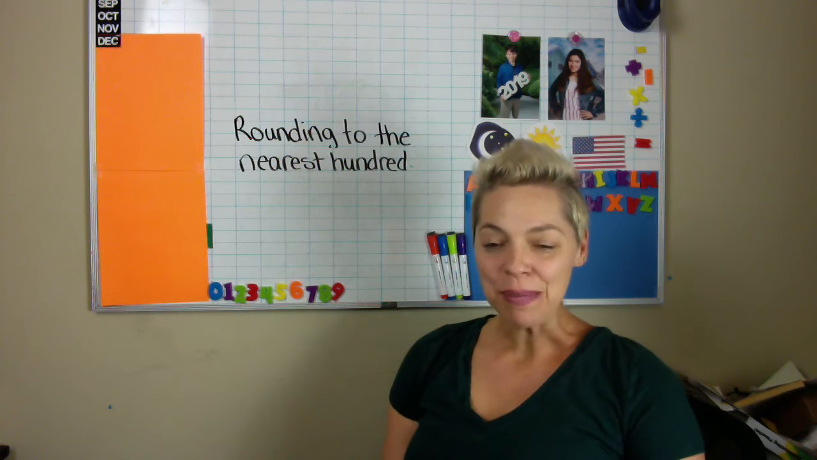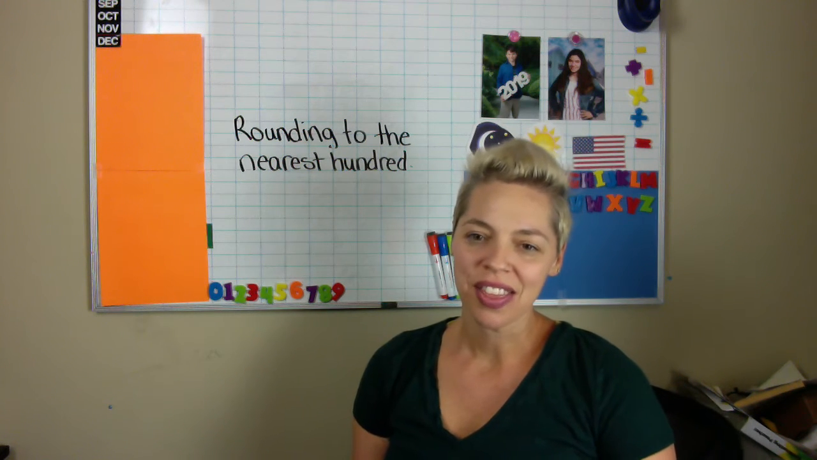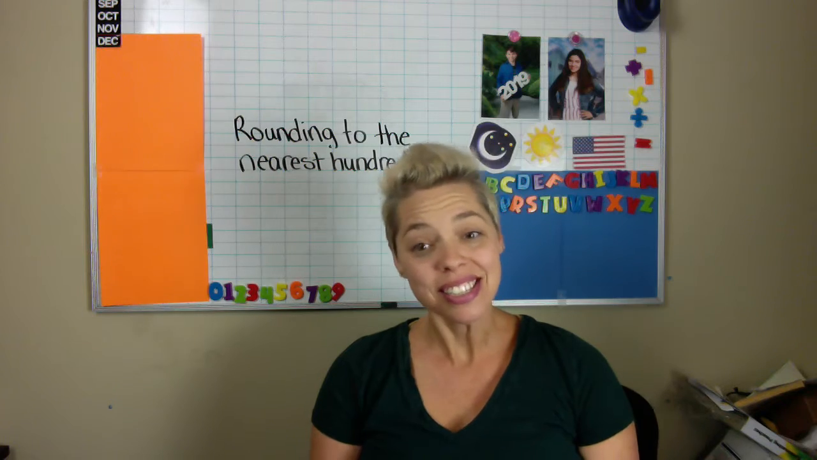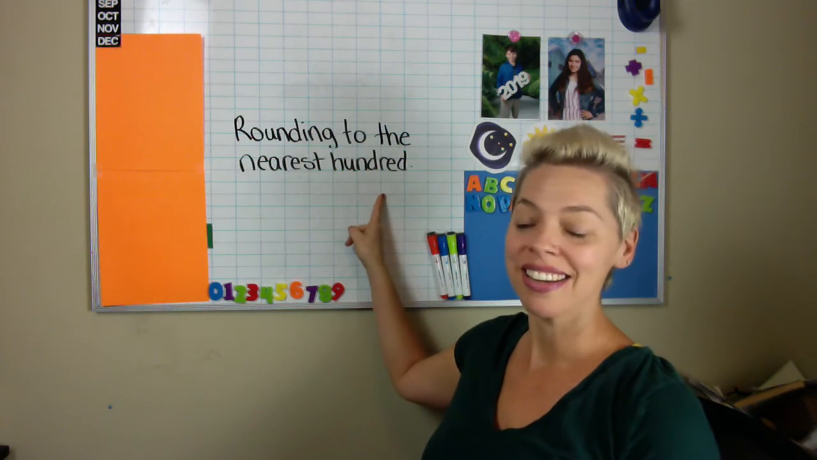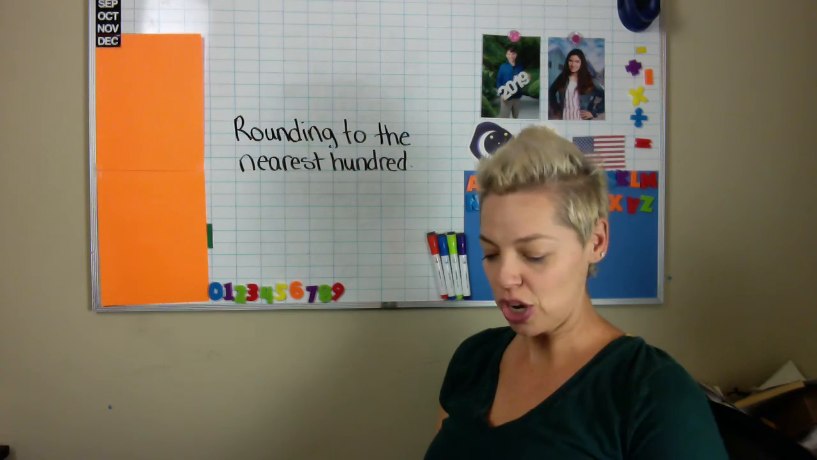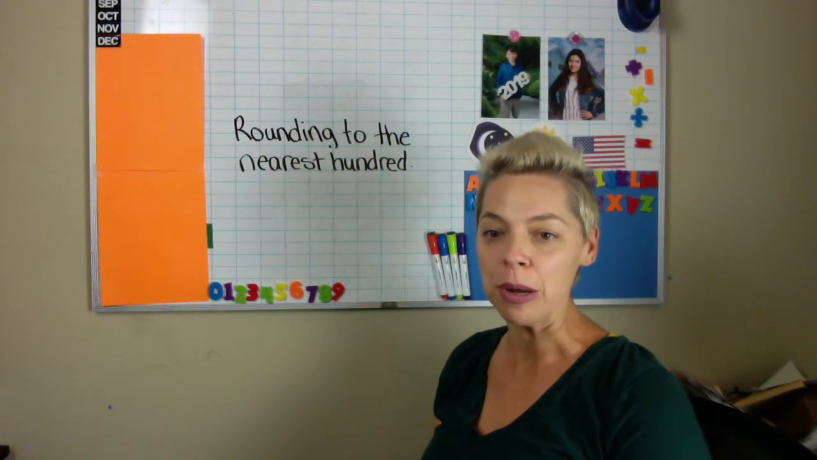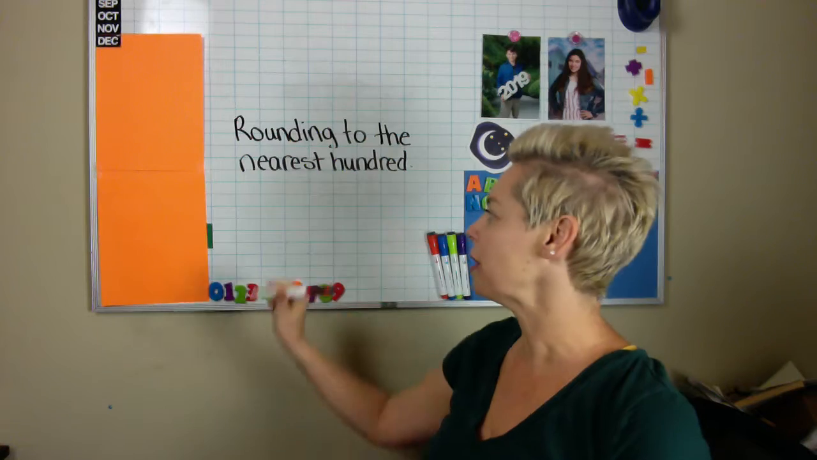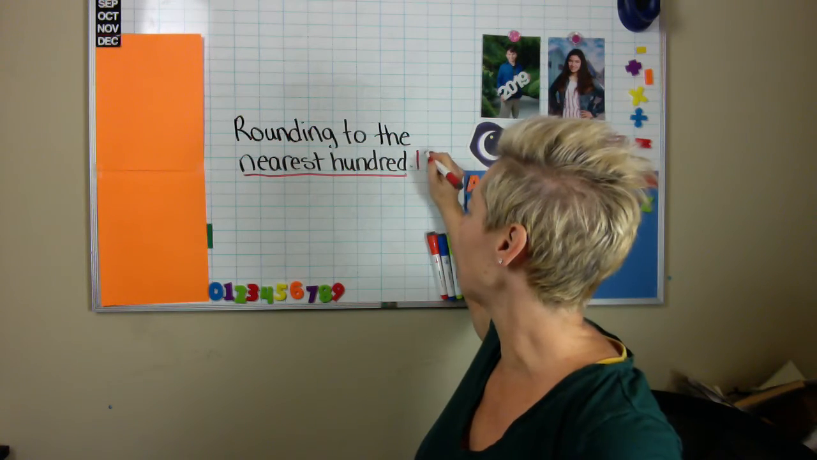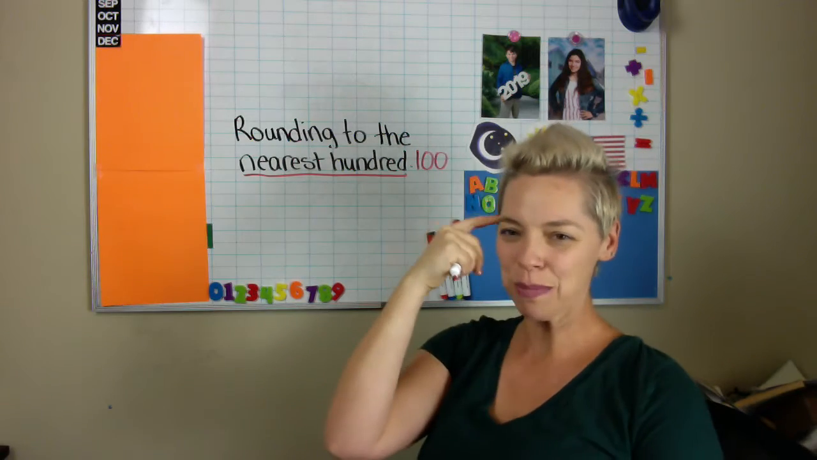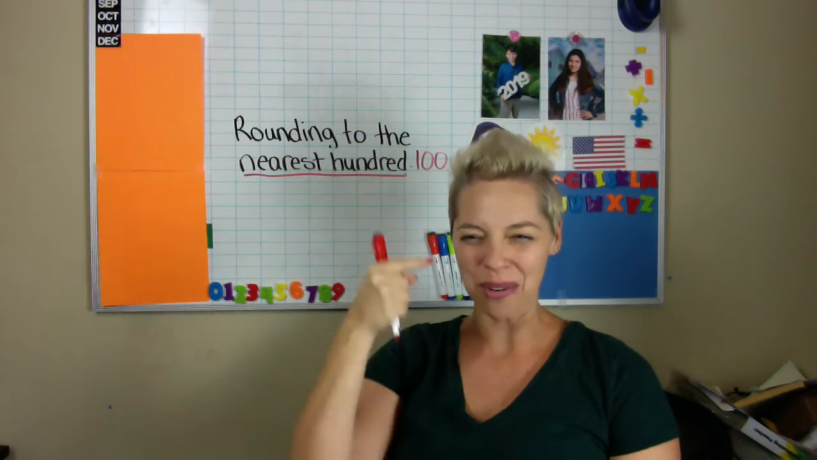Hi and welcome. I'm about to demonstrate the strategy that I use and teach to my third graders when rounding to the nearest hundred. The very first step is, as the student is reading the problem, they need to underline those important parts. So underlining "nearest hundred" and writing 100 to the side as a reminder of what we're rounding to.